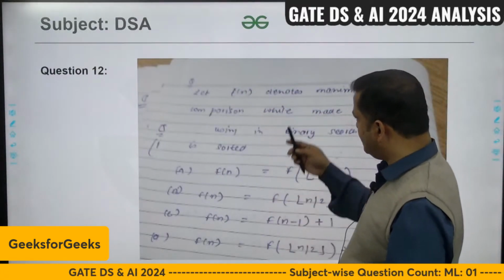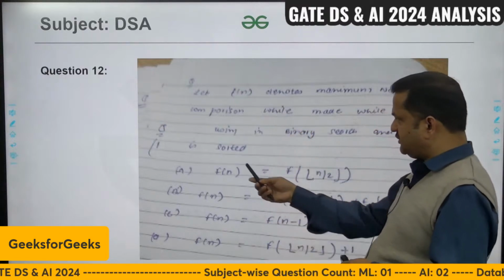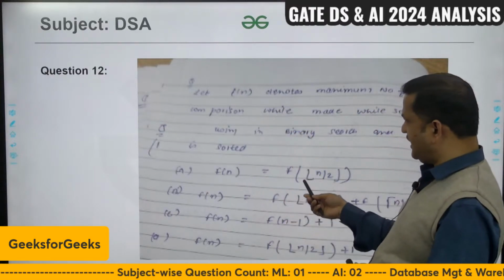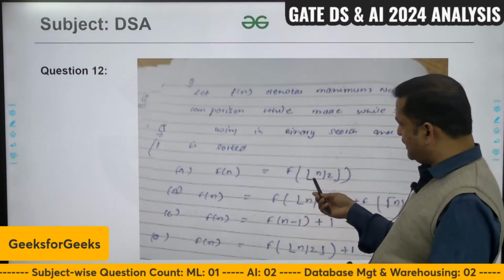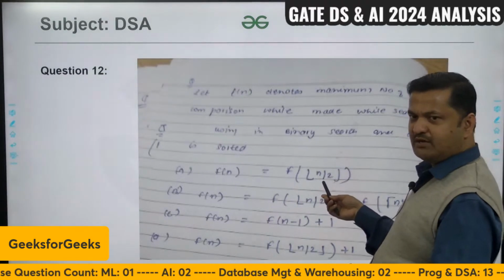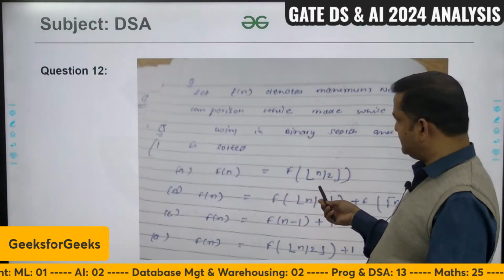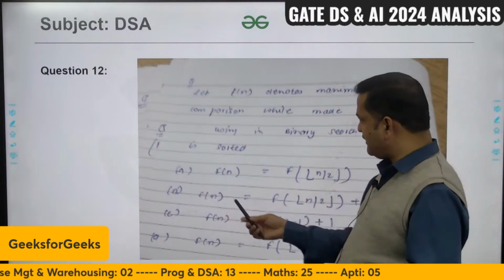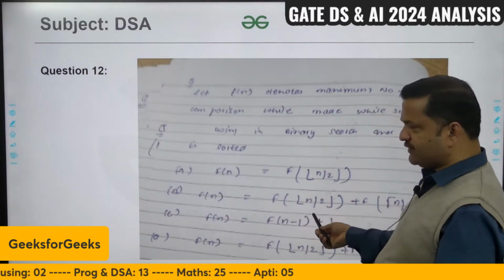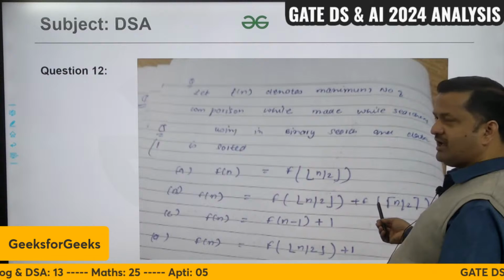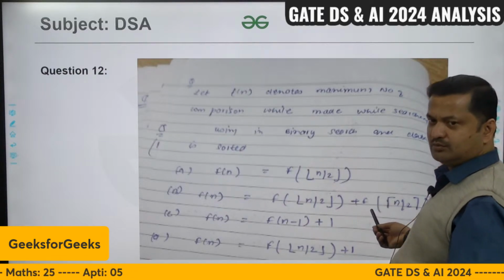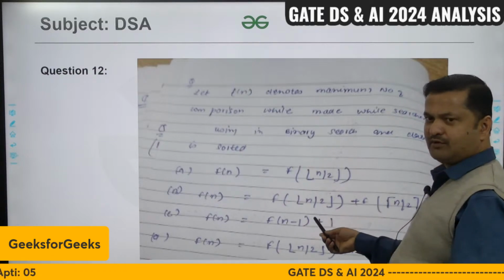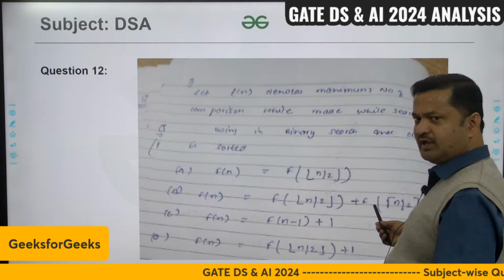The options are: first, f(n) equals floor of n by 2, the floor function of n by 2. Second option, f(n) equals floor function of n by 2 plus ceiling function of n by 2.